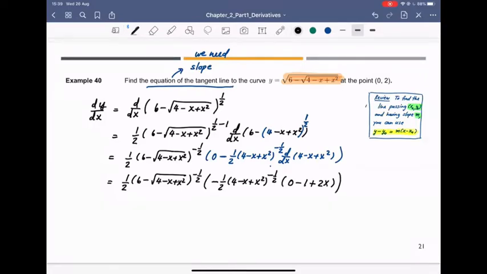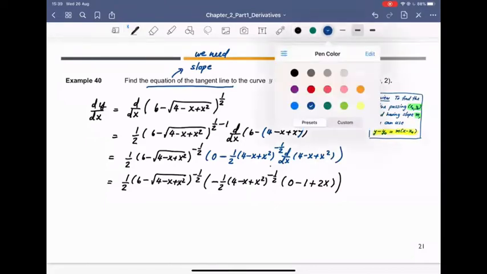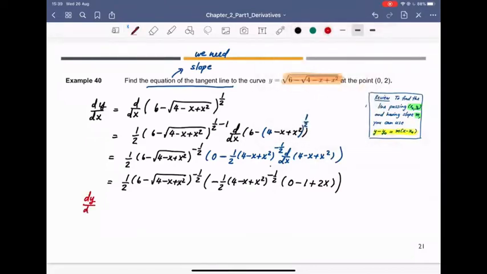All right, done. Well, this is my dy by dx, but the thing that I want is the slope at the point x equal to 0, right? So I can plug in my number 0. So I have 1/2 times, if I plug in 0, I am going to have 6 minus square root 4, raised to negative 1/2. And then I have negative 1/2 times 4 to the negative 1/2. And then multiply minus 1 plus, just minus 1.